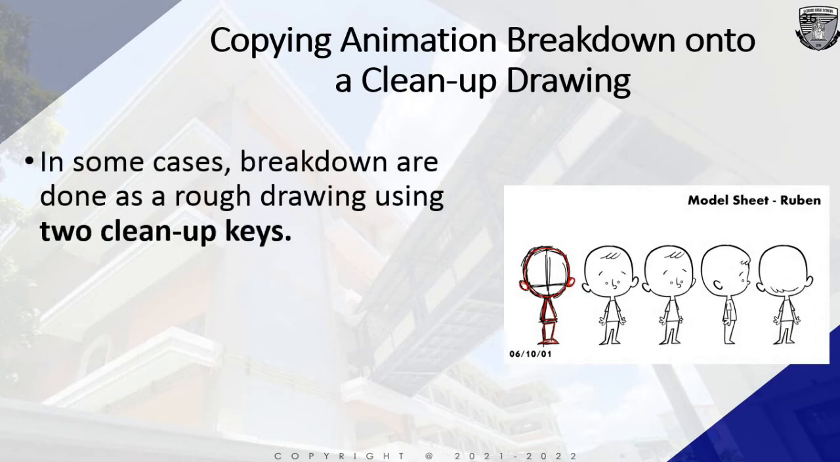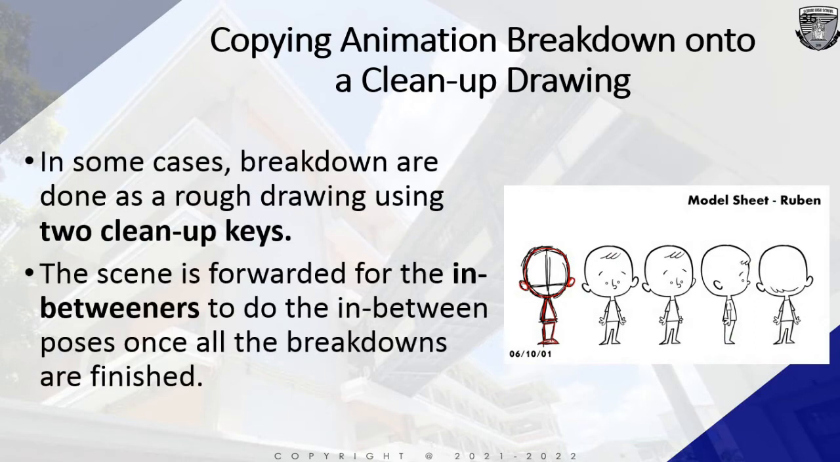But in some cases, breakdowns are done as a rough drawing using two clean up keys. The scene is forwarded to the in-betweeners to do the in-between poses. Once all breakdowns are finished, the timing chart must have all the drawings labeled, numbered, and key numbers are cleaned. And breakdowns are even underlined so that the in-betweener knows exactly what to do with the cleanup artist.